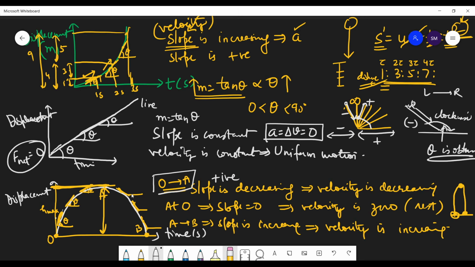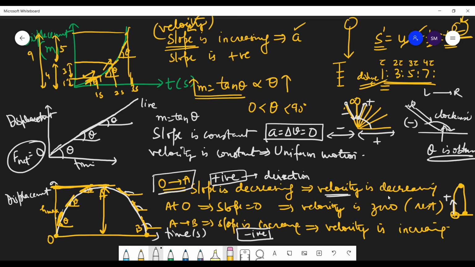What is the slope here? This angle? Negative. So slope is negative. So this negative or positive tells you the direction. What does this tell you? Direction. So you have taken the upward direction, which is the initial direction of motion, as positive.